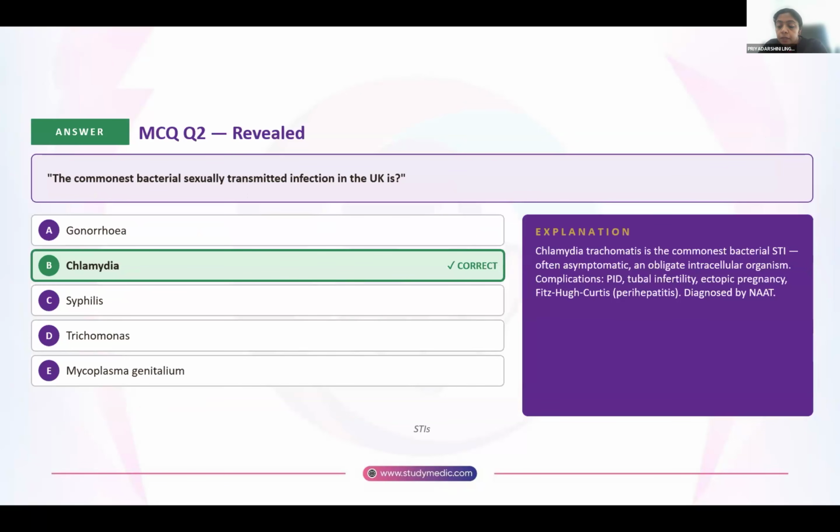Now, what are the complications that you see with chlamydia? It can cause a pelvic inflammatory disease. It is associated with tubal infertility, with ectopic pregnancies, with Fitz-Hugh-Curtis syndrome. And Fitz-Hugh-Curtis is nothing but the perihepatic adhesions that you see, and the diagnosis is going to be by NAAT.